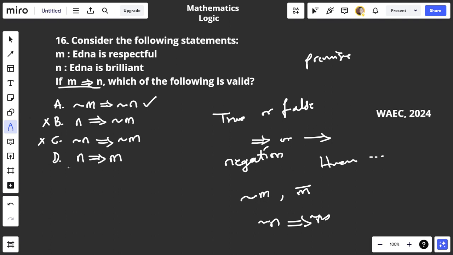Then D says if Edna is brilliant, then Edna is respectful. And they have kind of reversed the third statement. So this one is not valid because you have reversed the premises. You are trying to change the premises. For a statement to be valid, you have to agree with the premise. So here they reverse it and now make brilliant the condition before being respectful. No, from the premises here, she has to first be respectful before being brilliant, before you now see her as a brilliant person. So A is the correct answer. Thank you.